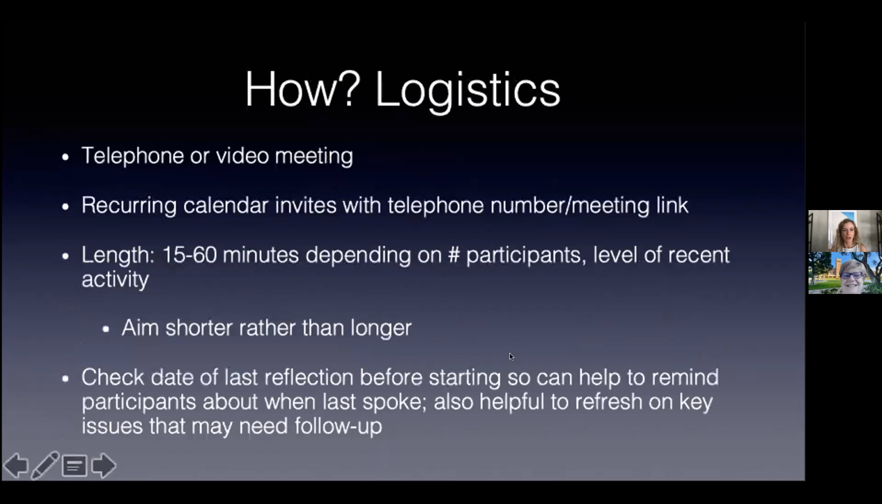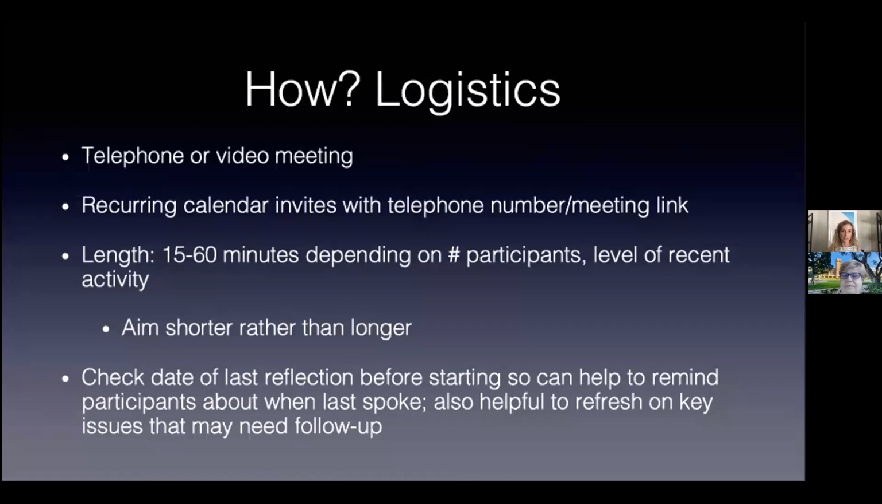I guess we're doing okay on time. Logistics, this is kind of the nitty gritty, not super interesting, but hopefully helpful stuff. So we use a telephone or a video meeting. When you're new to somebody, it's nice for them to see your face and know you're a person. Recurring calendar invites with the telephone number or meeting link are critical. Again, we're asking busy people to introduce more things into their schedule, so the easier we can make that for them, the more important that is.